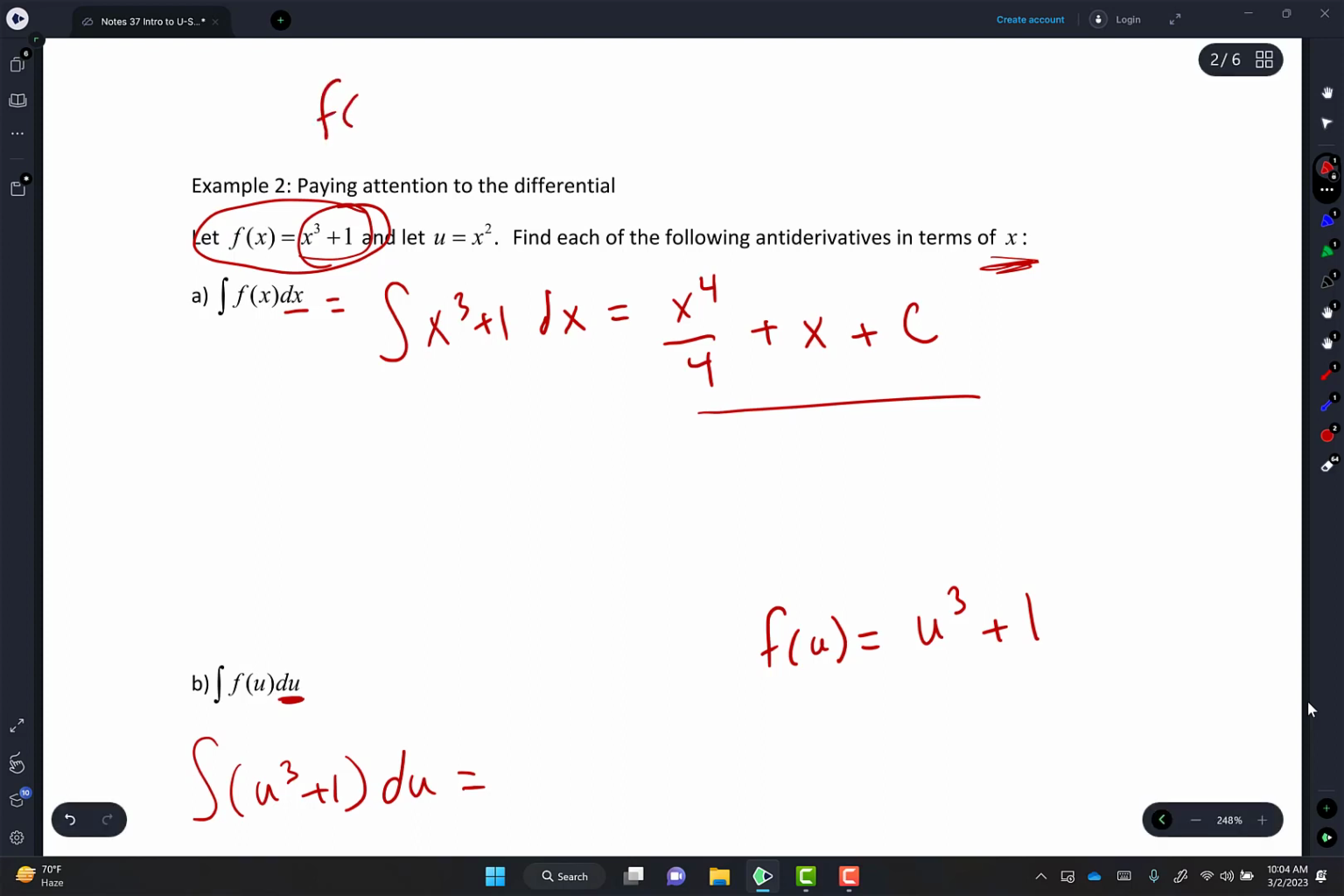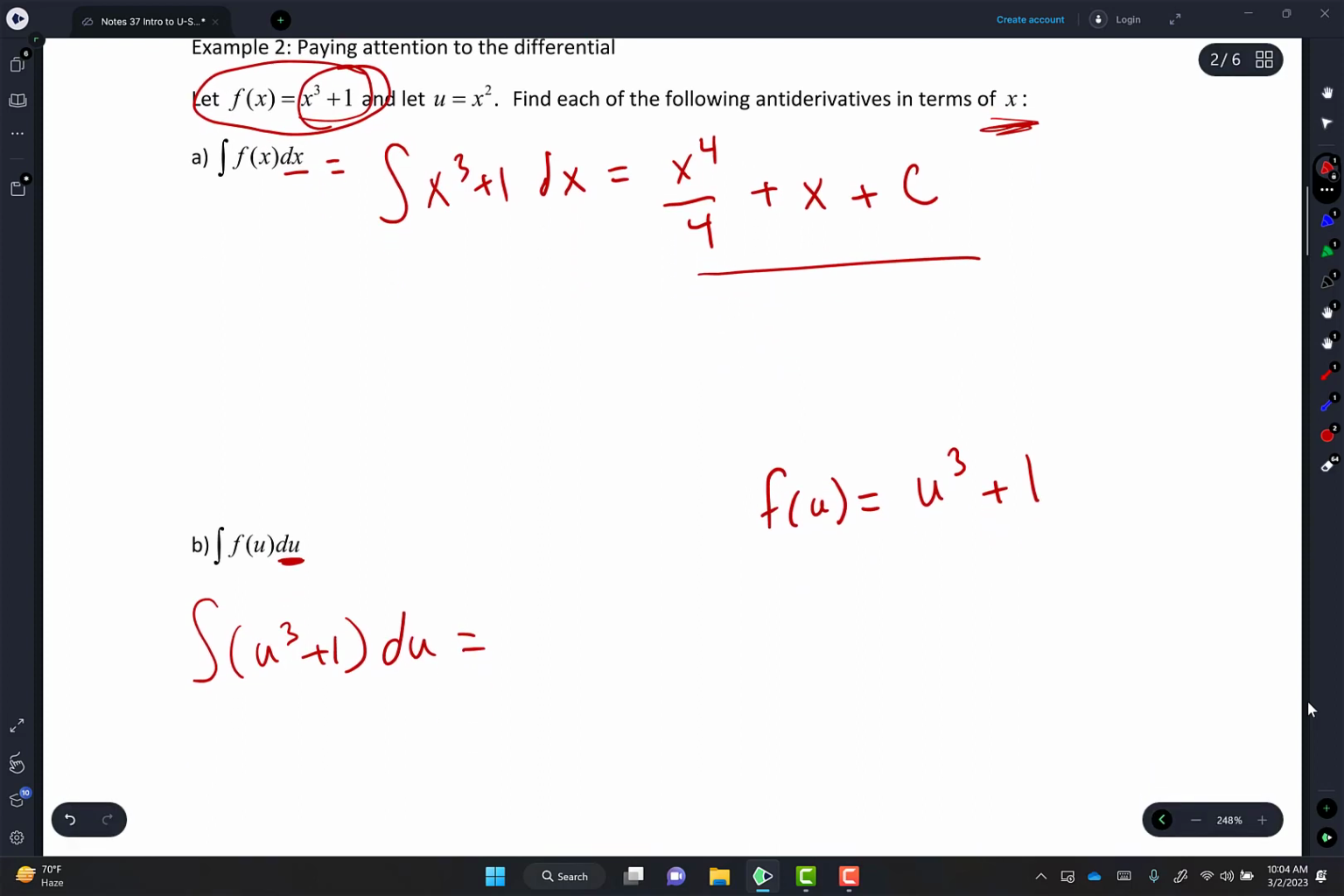We could have said f of happy face equals happy face cubed plus 1. It doesn't matter. F of triangle equals triangle cubed plus 1. It's just, you know what I mean? Okay, did I answer your question? Yeah. Okay, so there it is.